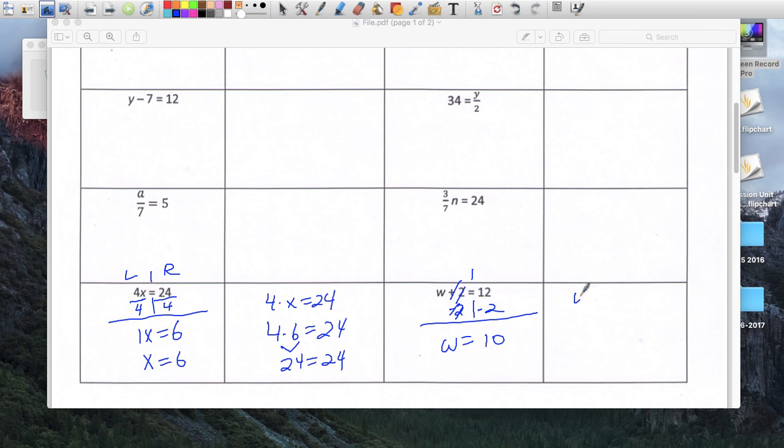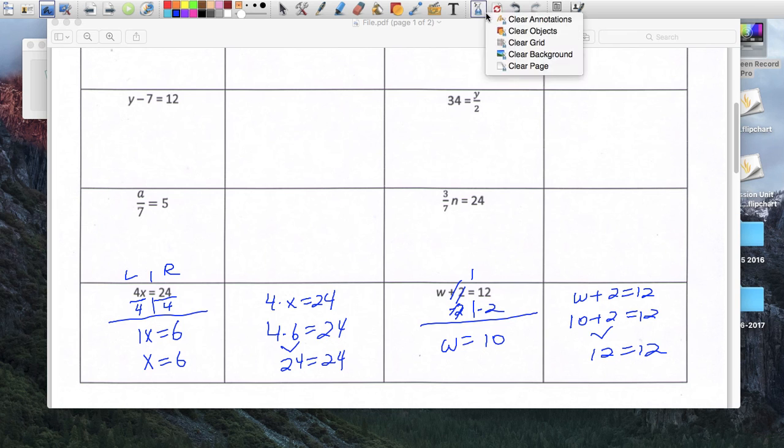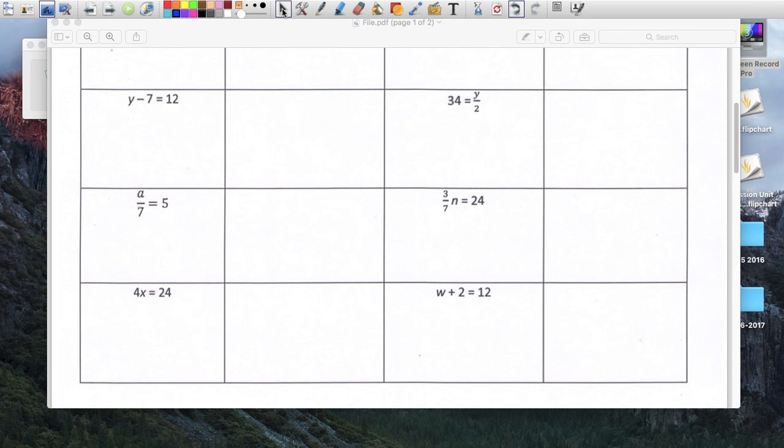To check, I get w plus 2 equals 12. w is 10, plus 2. And again, we can quickly tell that this is 12, which equals 12 on the right side. Okay. Did I skip any?